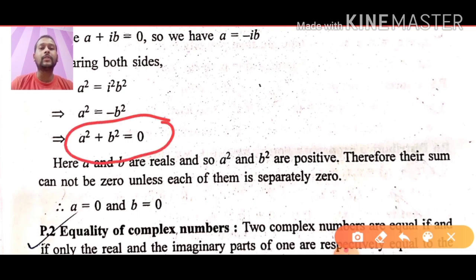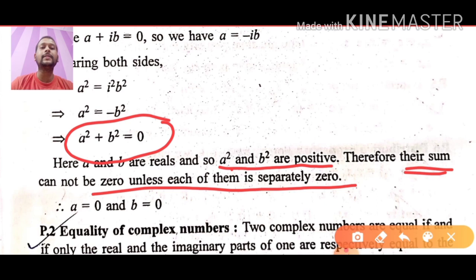When can it be equal to 0? Here a and b both are real numbers, and we know the squares of real numbers are always positive, so their sum can only be equal to 0 if each of them is 0 separately. That means a and b both are equal to 0. This is the first property.